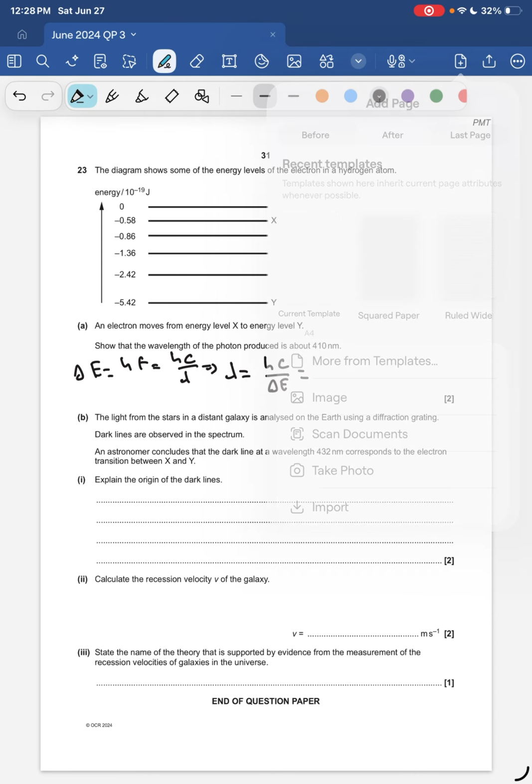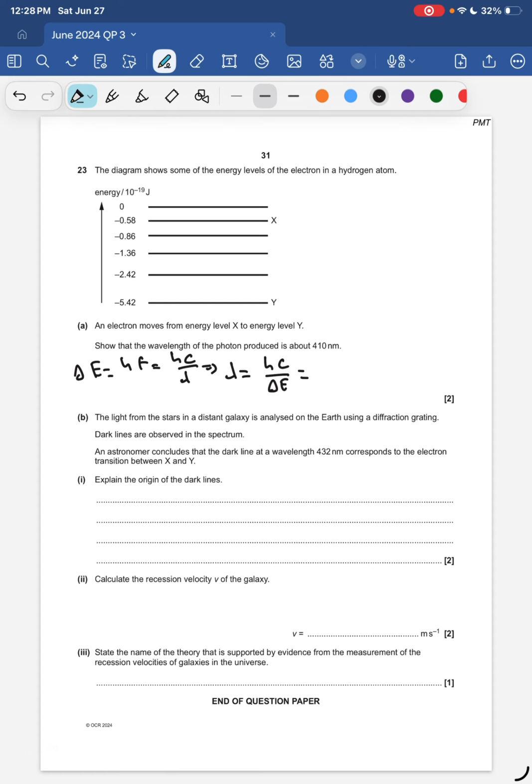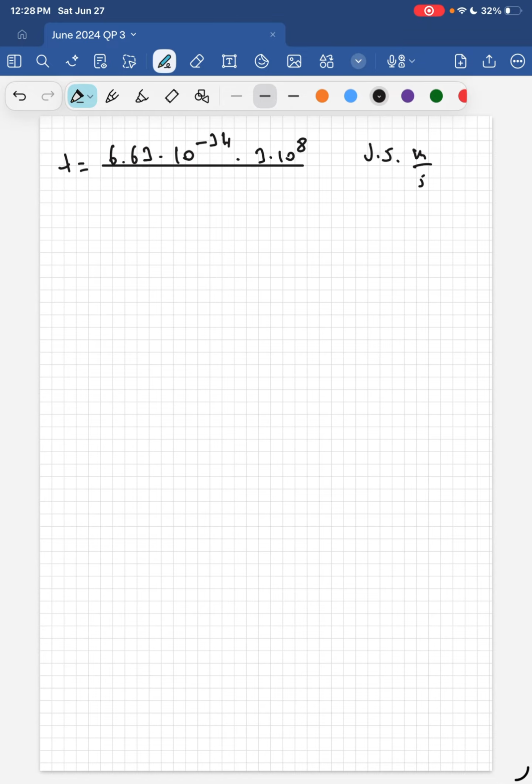So I don't have enough space as usual, so let's move back here. So lambda is 6.63 times 10 to the negative 34 times 3 times 10 to the 8, and the units are joules times seconds and then meters per second, and then we have to divide by the change, which is equal to 4.84 times 10 to the negative 19 joules. So everything cancels, and we get 410.95 nanometers, which is about 410 nanometers. Okay.